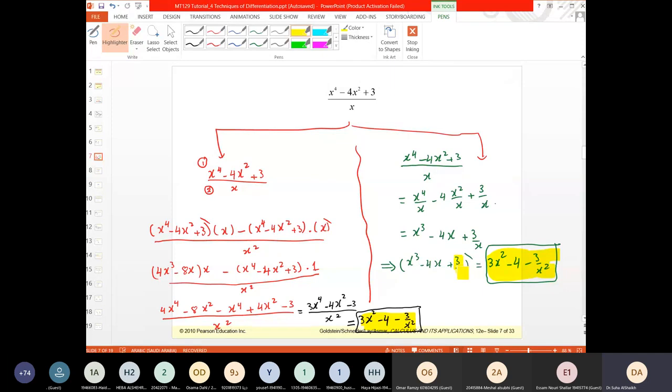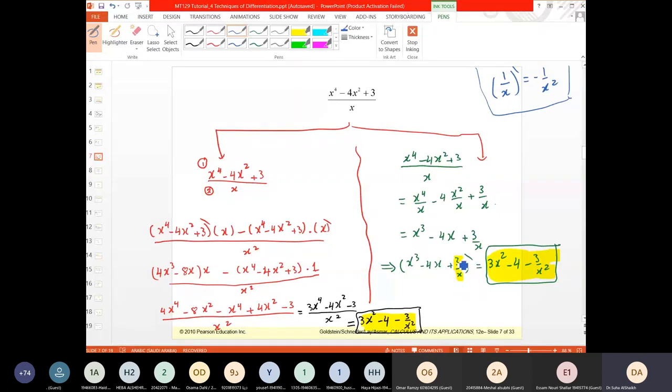The last one is the derivative of 3 over x. I told you that the derivative of 1 over x is one of the most important derivatives that we have. You have to know that when you find the derivative of 1 over x, it's minus 1 over x squared. This is one of the rules that we have, and this is what we use here. I have 3 over x, and the derivative of 3 over x is minus 3 over x squared. Either you do it this way or that way, it's the same. It's leading to the same solution.